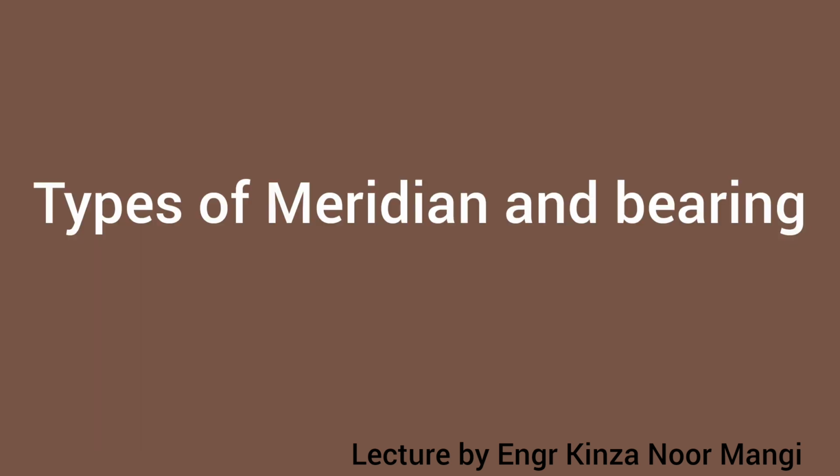So now we will discuss different types of meridian, starting with what the meridian actually is. The literal meaning of the meridian is an imaginary line that passes through the North Pole and the South Pole, and it's a reference line. That's what is called the meridian. Now, there are various types of meridian, and one by one we will discuss them.